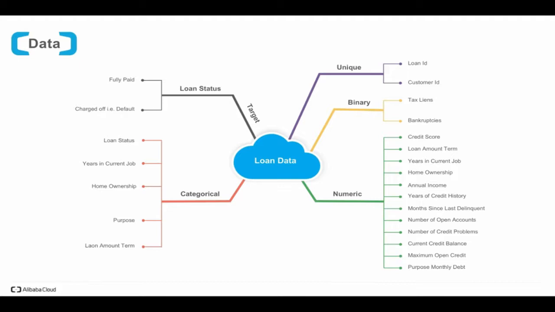Following are the loan dataset features. It has unique columns, loan ID and customer ID. It has a few binary columns like tax liens and whether somebody is bankrupt or not. A bunch of numeric columns like credit score, years in current job, annual income, and so on. And categorical features like home ownership, purpose of the loan, loan term, and loan status, which is our target. Loan status has two types. One is fully paid, and the second one is default. So we need to predict if somebody will default or not, and hence loan status is the target for this scenario.